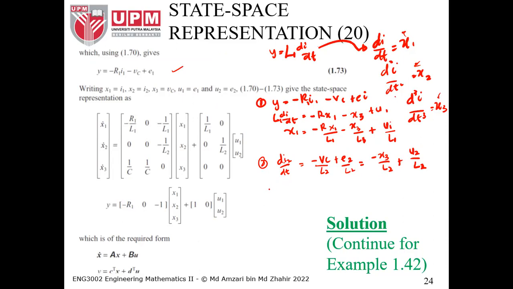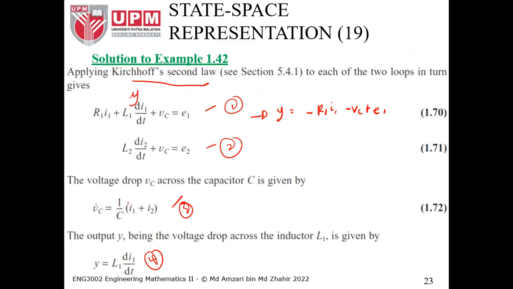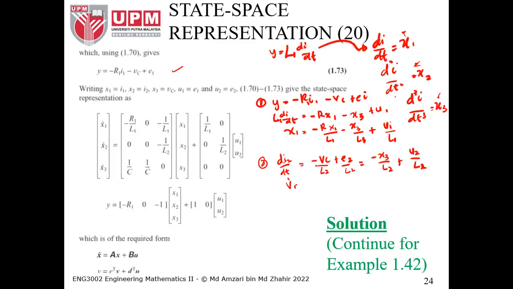The third equation will be this one. Vc dot equals 1 over C times I1 plus I2, or we can simplify, 1 over C, where I1 is x1 and I2 is x2. So we have three equations here, and we can put everything in the matrix form.